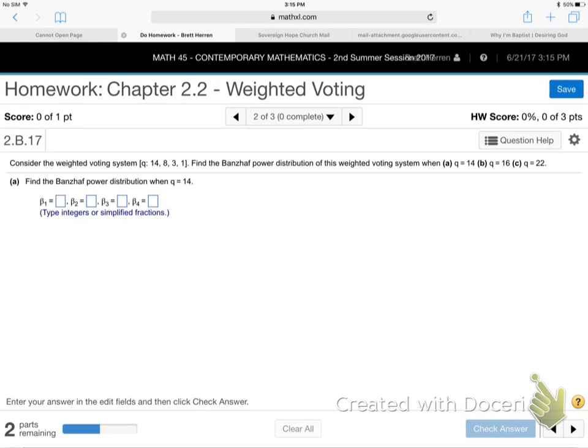So now we're in 2-2. I really have nothing new to tell you. It's just practicing what we've learned now. We've seen the whole thing. This is all of Chapter 2. It's really that Banzhaf power stuff. So let's try this one.